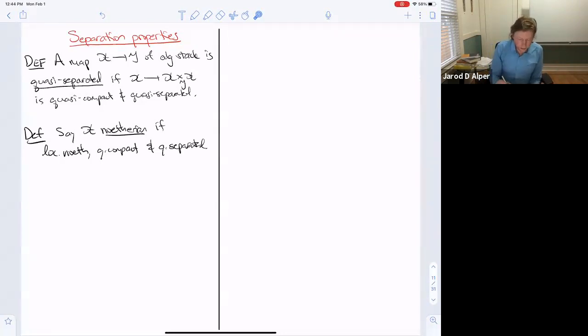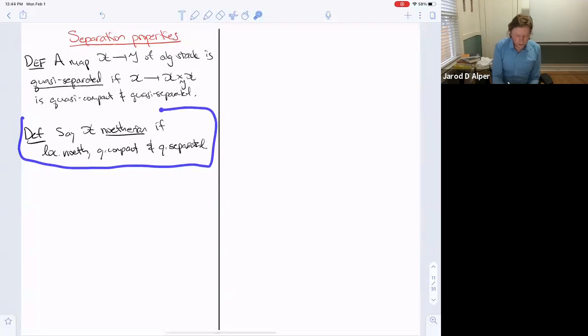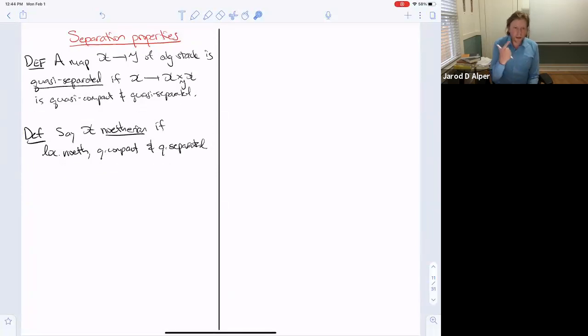And so we define a Noetherian stack to have these separation properties. A stack is defined to be Noetherian if it's locally Noetherian, quasi-compact, and separated. Or in other words, it is locally Noetherian, and its diagonal and its second diagonal are quasi-compact.